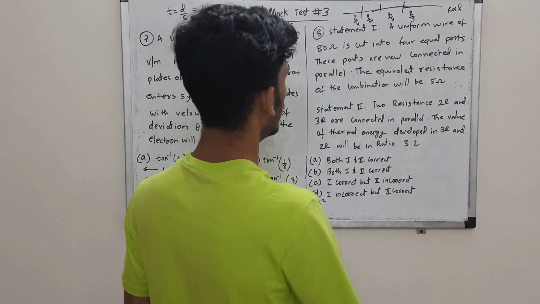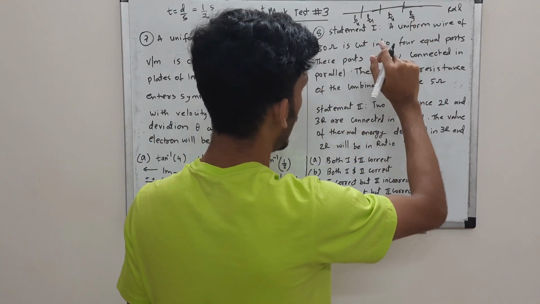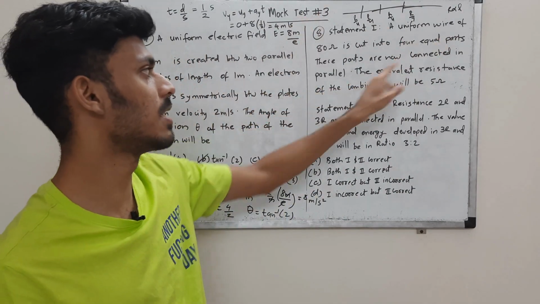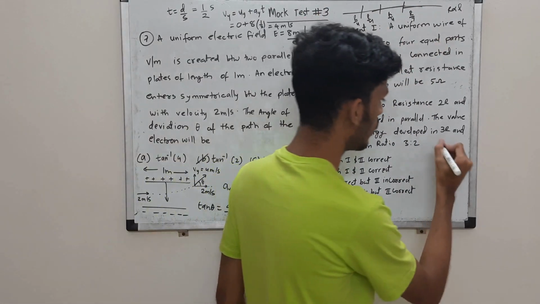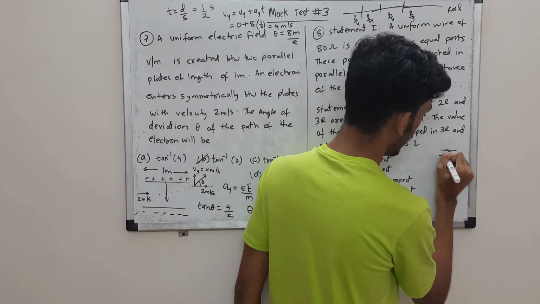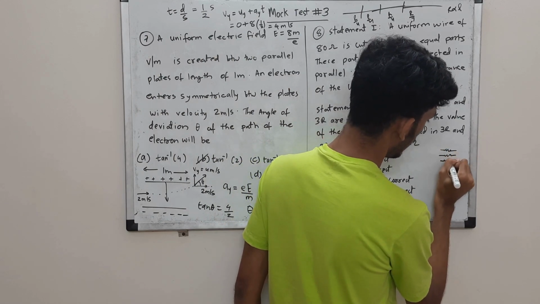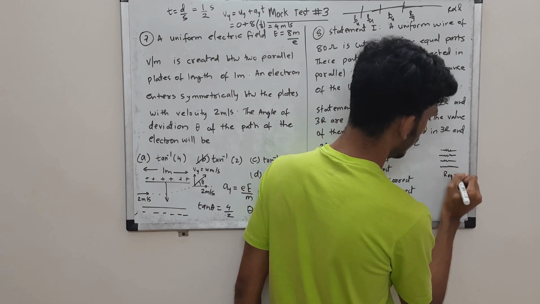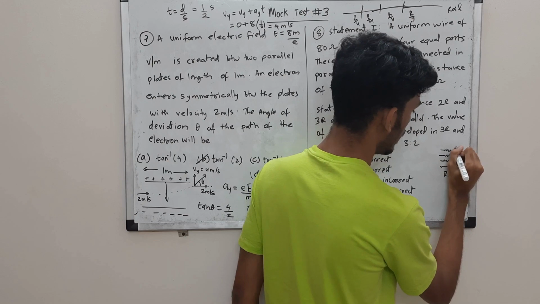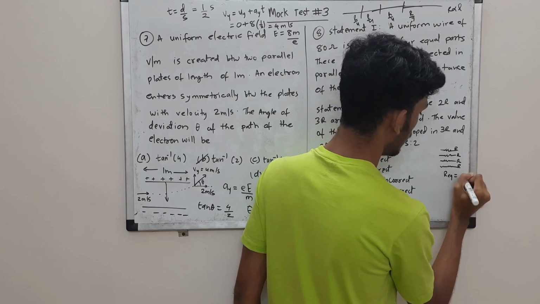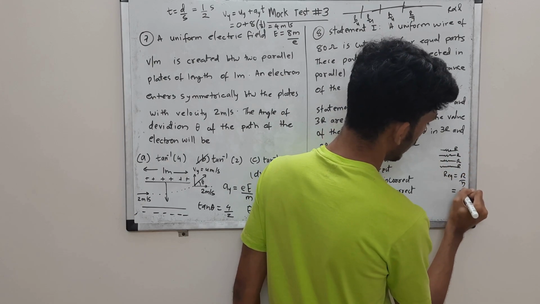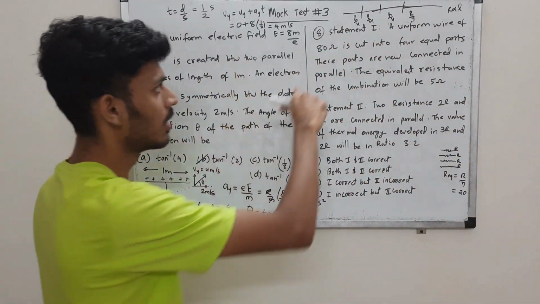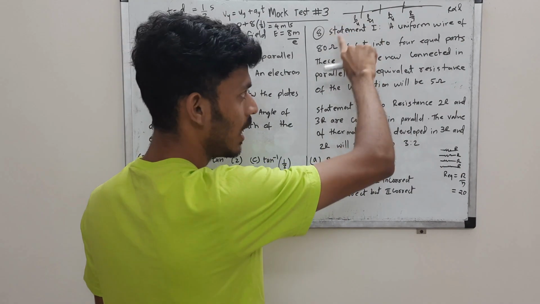So the resistance of each piece will become R by 4, which is 20, right? 80 by 4 is 20. Now all these 4 pieces are connected in parallel. So R by 4, R by 4, R by 4 in parallel. All these pieces are in parallel, so it's pretty simple. Basically, if you have identical resistances R in parallel, the equivalent is R by n. Each piece has resistance 20.